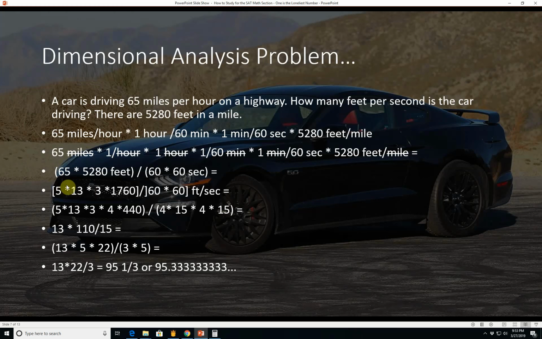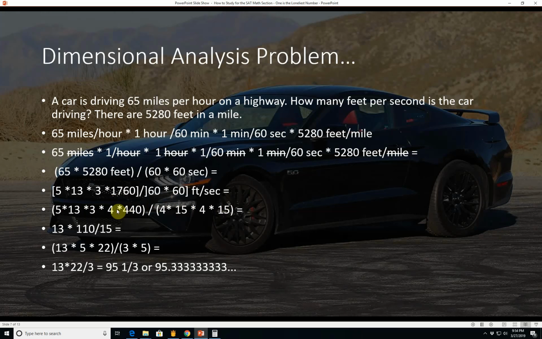Factoring is a great way to do things if you're good with your multiplication tables, so you don't have to get out your calculator. So I know 65 is 5 times 13. And then I know that 3 times 1760 is 5280 because I know how many yards are in a mile. So then that's 5 times 13 times 3 times 1760 over 60 times 60. Well, I know that 1760 is 4 times 440. So we have 5 times 13 times 3 times 4 times 440, divided by 4 times 15 times 4 times 15.